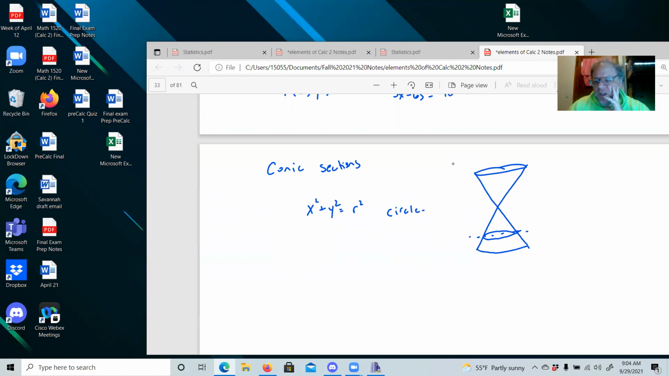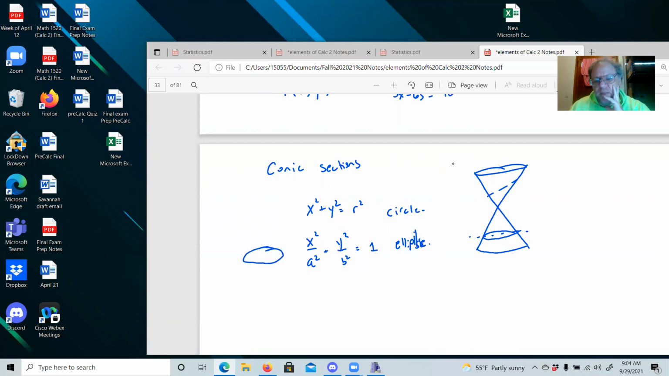What if I cut the cone diagonally like this? We'd have an elongated circle. So the way we say that is x squared over a squared plus y squared over b squared is equal to 1. And that's our ellipse. So an ellipse is an elongated, stretched out circle, one way or the other.